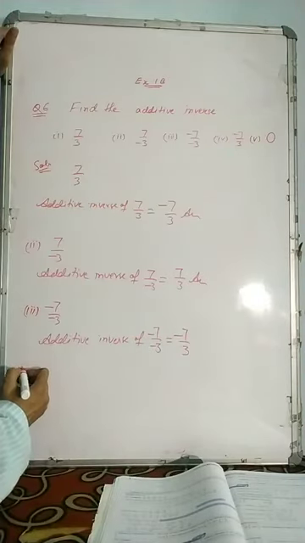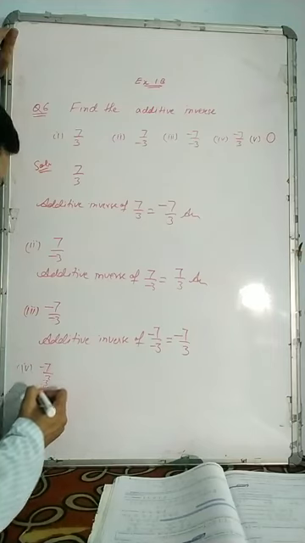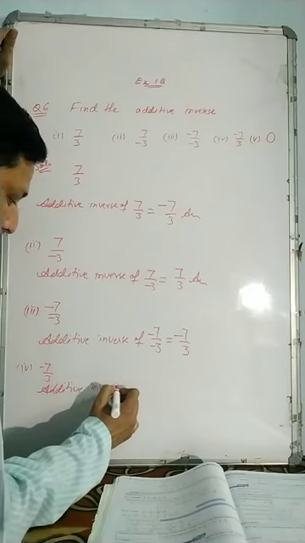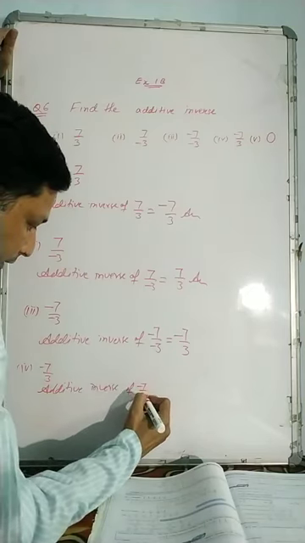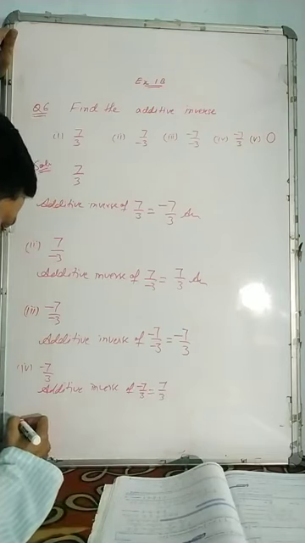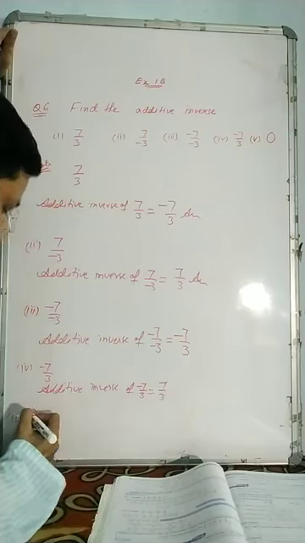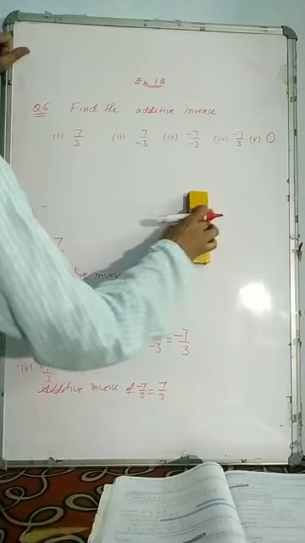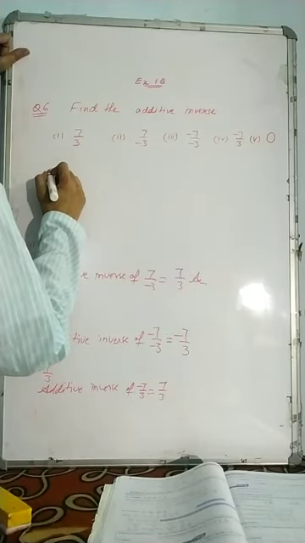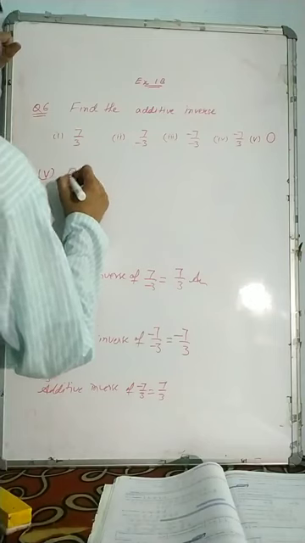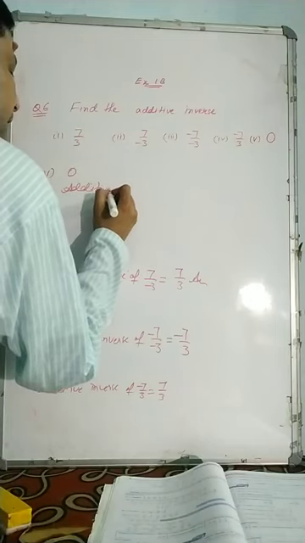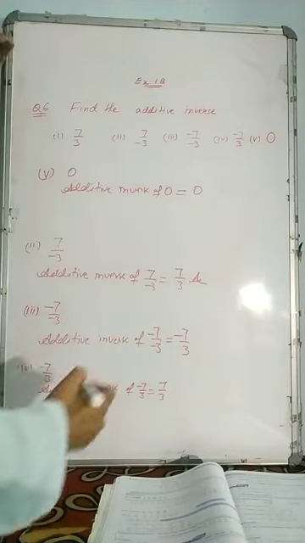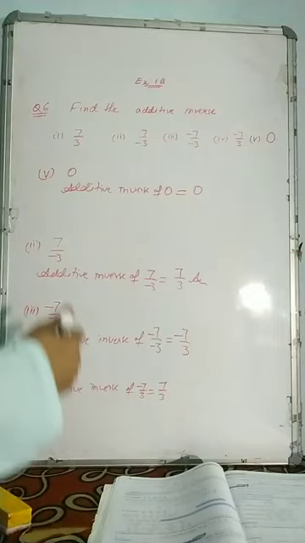Now moving on, fourth part, minus 7 upon 3. Again you can see it is a negative rational number, so your answer will be positive, the additive inverse of minus 7 upon 3 equal to 7 upon 3. Now moving on, part 5, that is 0. What about 0? 0 is neither positive nor negative, so here we will solve: additive inverse of 0 is equal to 0, because you know very well 0 is neither positive nor negative.